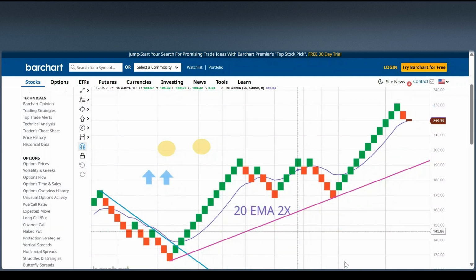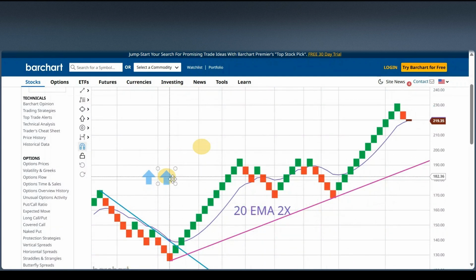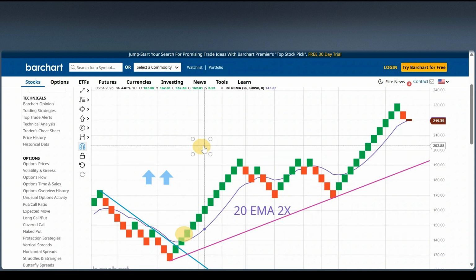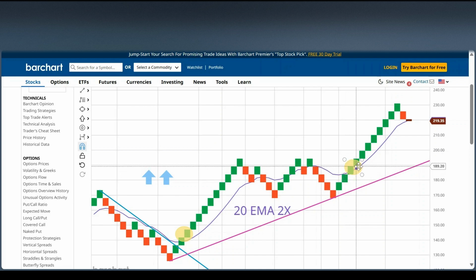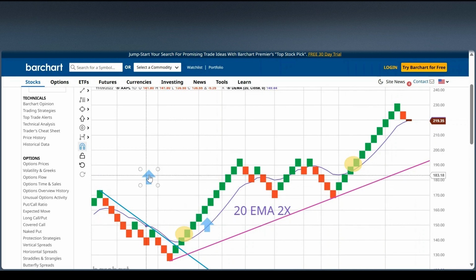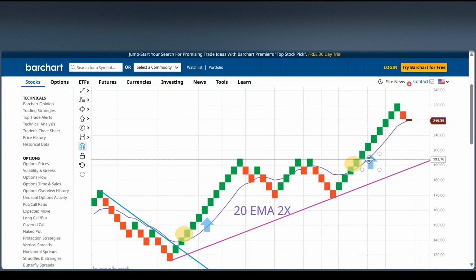Once the moving averages are added to your Renko chart, they can help you identify the overall trend direction. When the price is above the moving average, it indicates an uptrend. Conversely, when the price is below the moving average, it indicates a downtrend. In this example, the price remains above the moving average, confirming an uptrend. This can be a signal to look for buying opportunities.